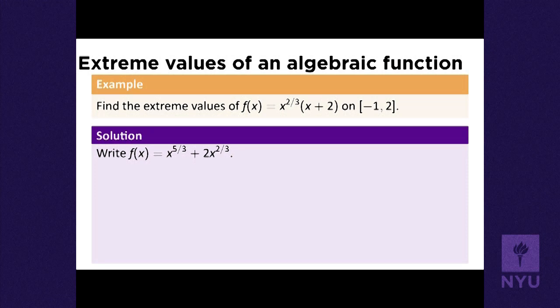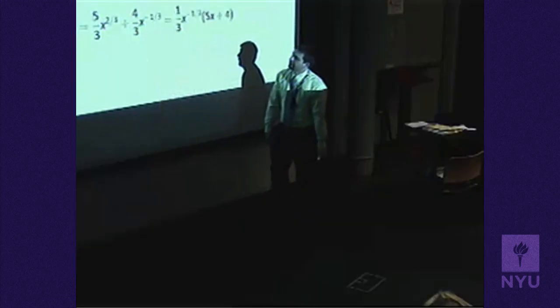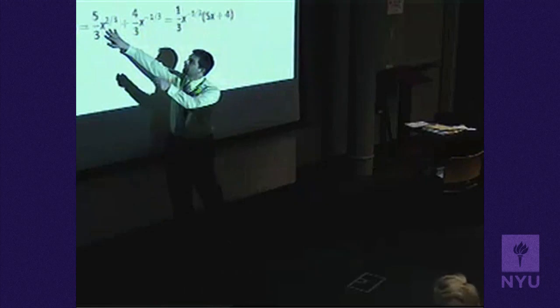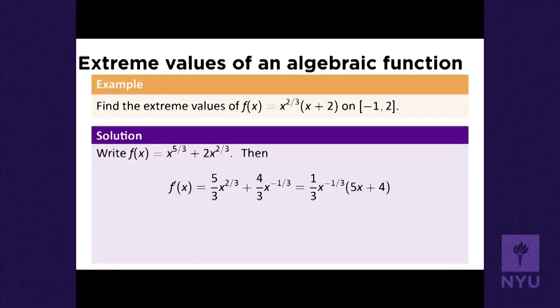Now, which would you rather differentiate, a product of two functions or a sum of two functions? The sum. We'd rather differentiate it like this. So that's a nice little algebraic choice that you can make to save yourself a little bit of differentiation time. Multiply it out, you get x to the 5/3 plus 2x to the 2/3. And these are just simple power functions. So the derivative is what you would get using the power rule: 5/3 x to the 2/3 plus 2 times 2/3, which would be 4/3, x to the minus 1/3.